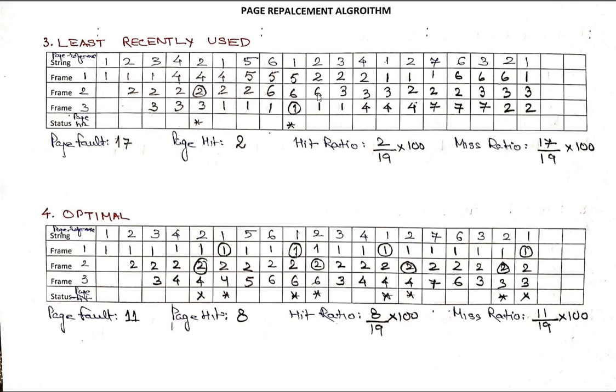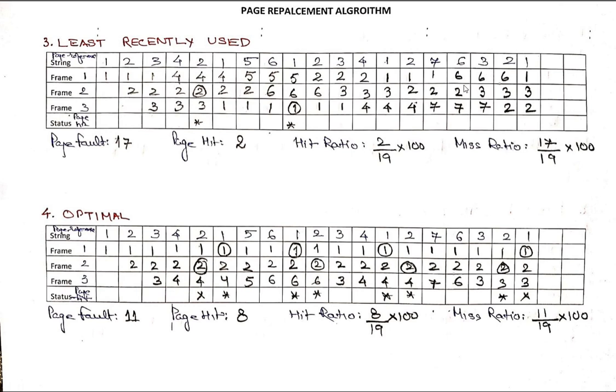Now when 3 comes, 6 is the oldest, so 2, 3, 1. When 4 comes, 1 is the oldest among 2, 3, 1, so 2, 3, 4. When 1 comes among 2, 3, 4, 2 is the oldest, so 1, 3, 4. When 2 comes among 1, 3, 4, 3 is the oldest, so 1, 2, 4. When 7 comes, 4 is the oldest among 1, 2, 4, so 1, 2, 7. When 6 comes, among 1, 2, 7, 1 is the oldest, so 6, 2, 7.